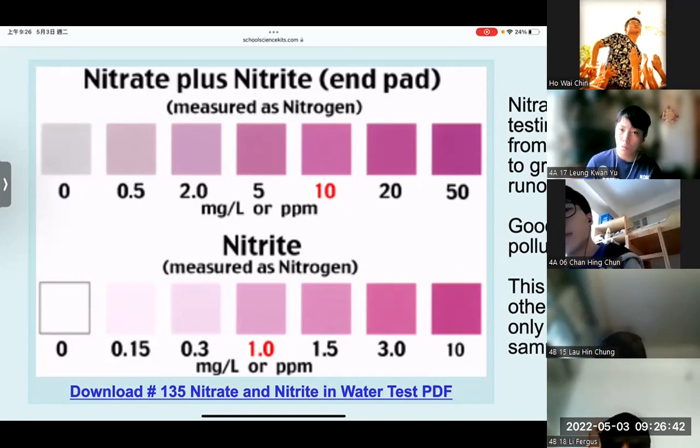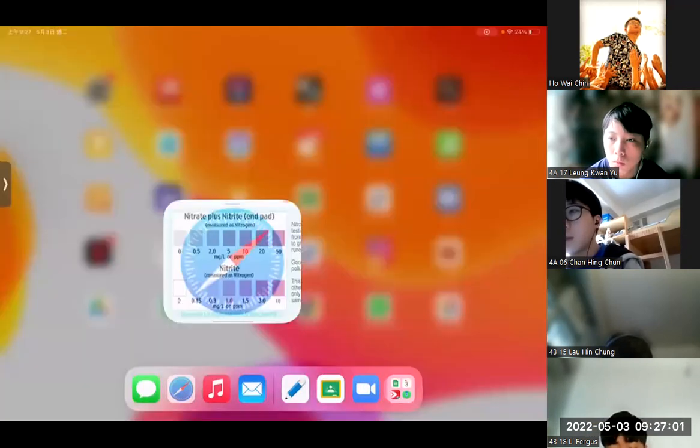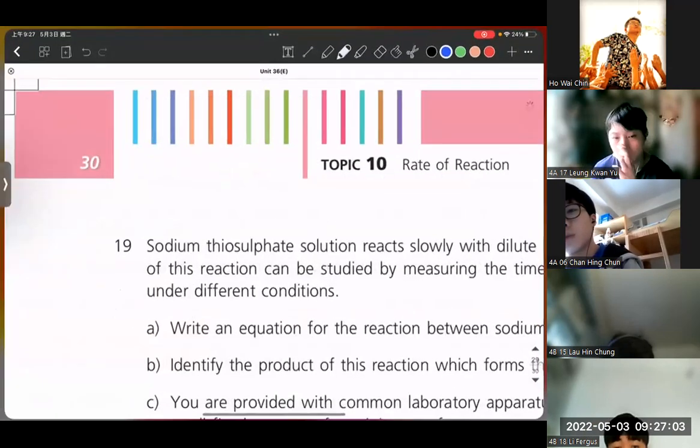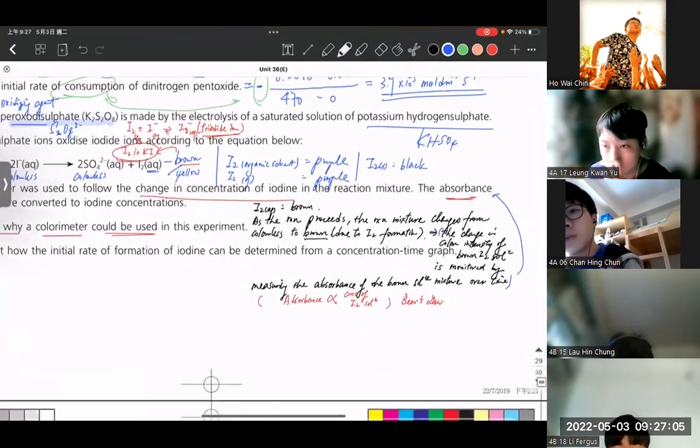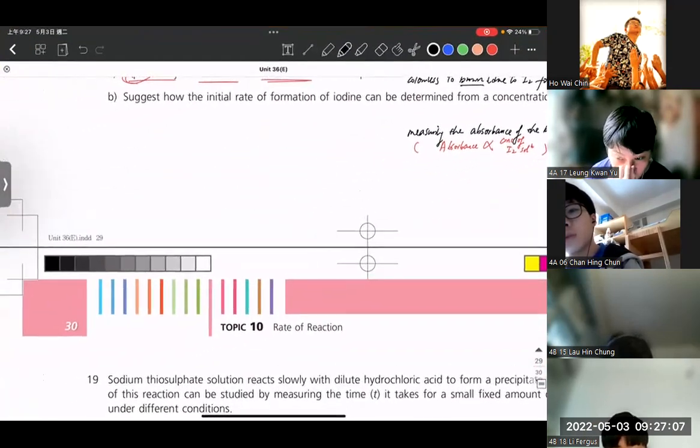Now, if it's not the second pink, but just an in-between pink, how will you know the answer? So besides using a color chart, I will use something else. We will use the term calibration curve. Do you know it in biology? Calibration curve, 校準圖表. So what is that calibration curve like?